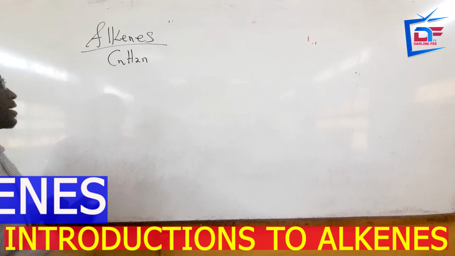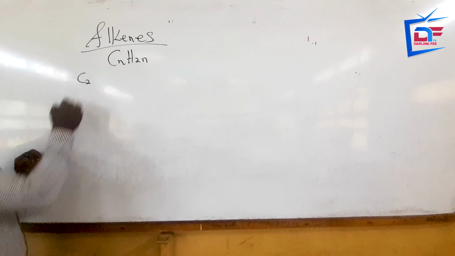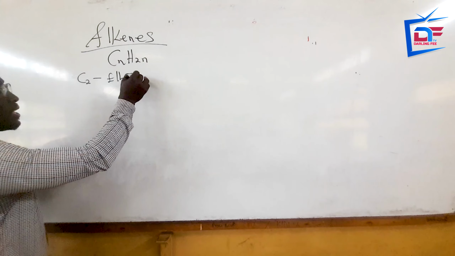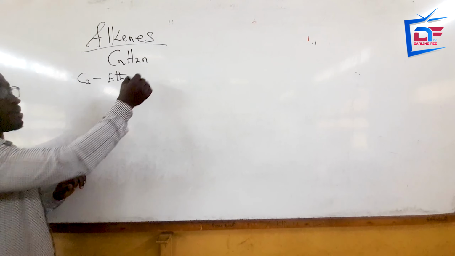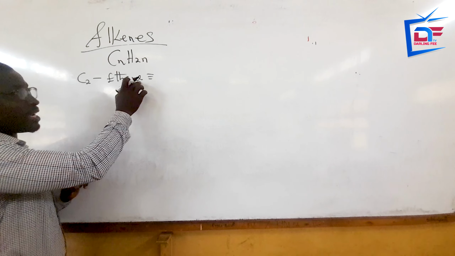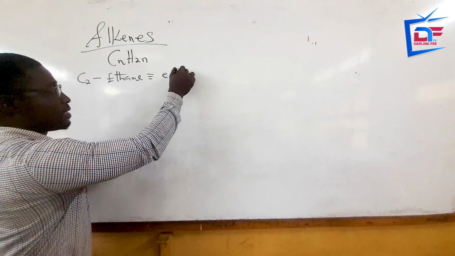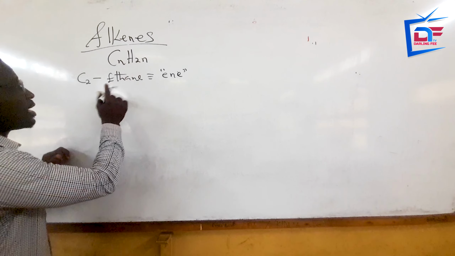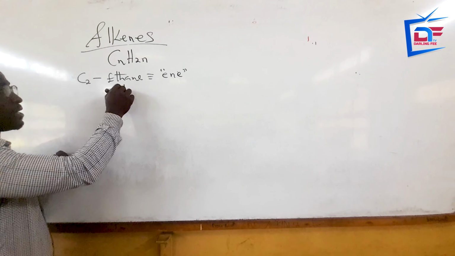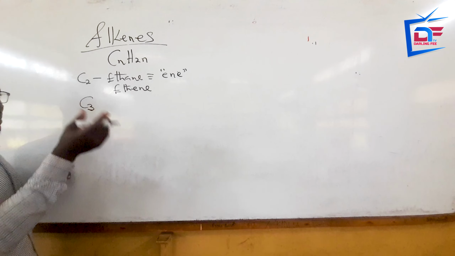Now our main focus is on the naming of alkenes, but there are some basic things that we have to get right. When you take the number of carbons starting from 2, that gives us ethane in alkanes. But in our case here, because we are talking about alkenes, the ending, which is the "-ane", is replaced by "-ene", meaning the name for these 2 carbon atoms becomes ethene.